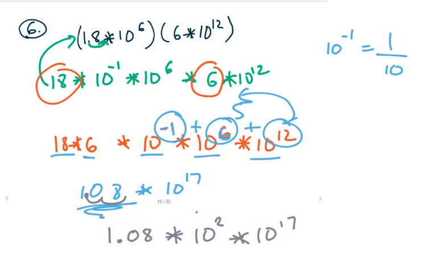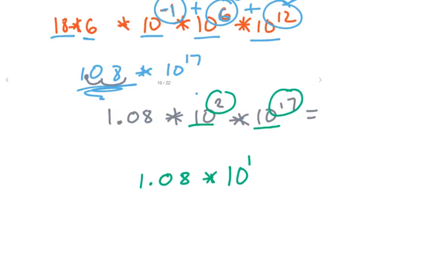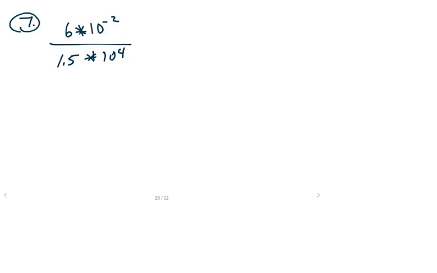So we still have the 10 to the 17, and so the final answer, if I want to keep this in scientific notation, would be 1.08 times 10. Once more, we add, because the bases are the same, 10 to the 19. And there's my answer. Okay, so it's a little bit more thinking. It's kind of an application of what we've been talking about throughout this entire section. Hopefully it's not too bad.